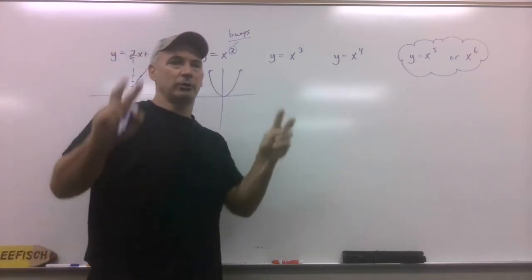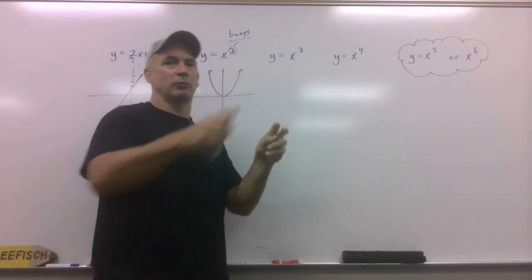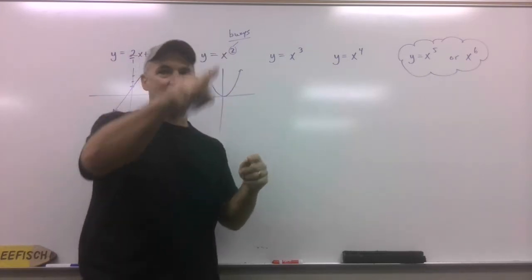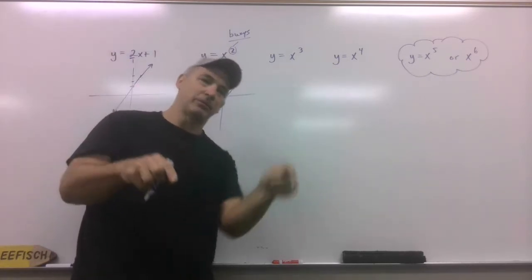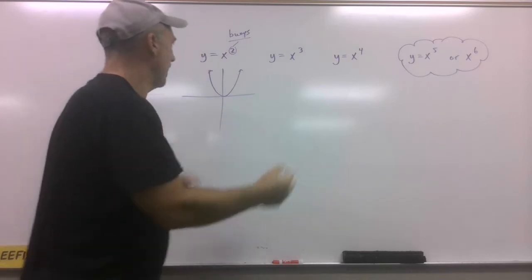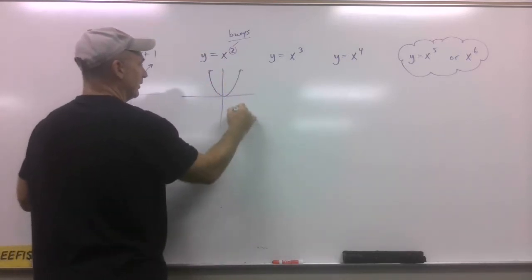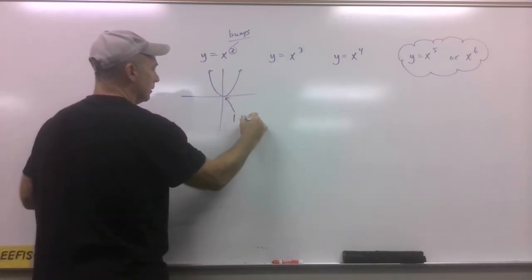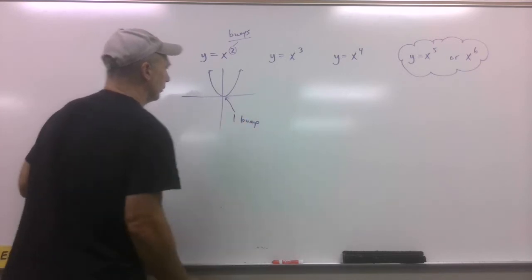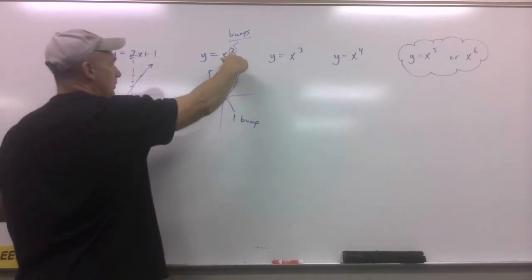The book's going to call it turning points. It's the same thing. It's where it curves, where it stops, goes down and then comes up, or goes up and comes down. Those are bumps. Bumps in the graph. And this has exactly 1 bump. Look at that. 1 less than the power.